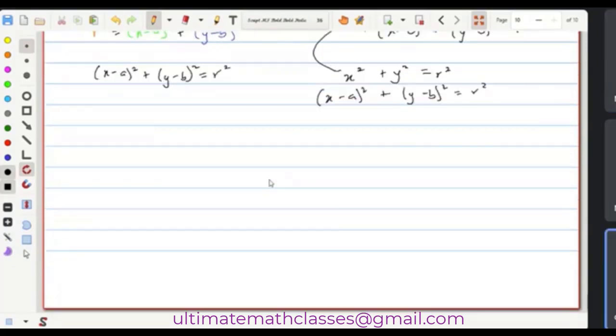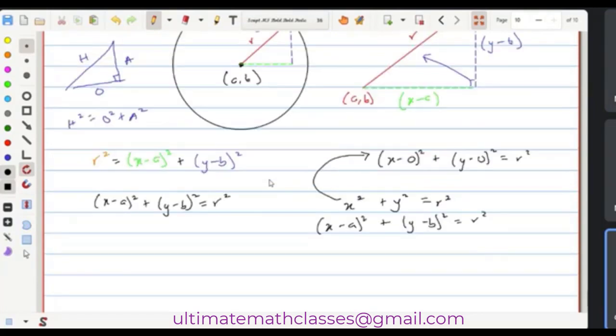So now I can substitute. Let's take a question. Find the equation of a circle centered at the point 1, 4 and with radius 4 units. So find the equation of the circle centered at the point 1, 4 and with radius 4 units.